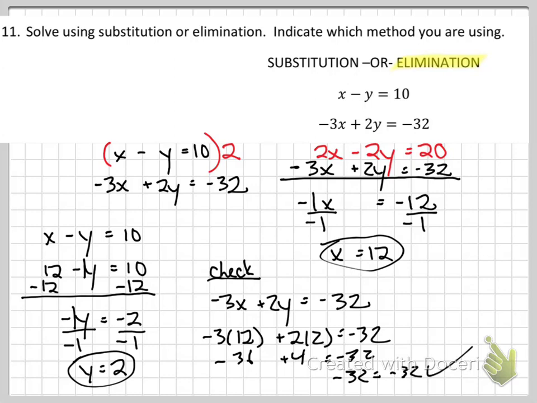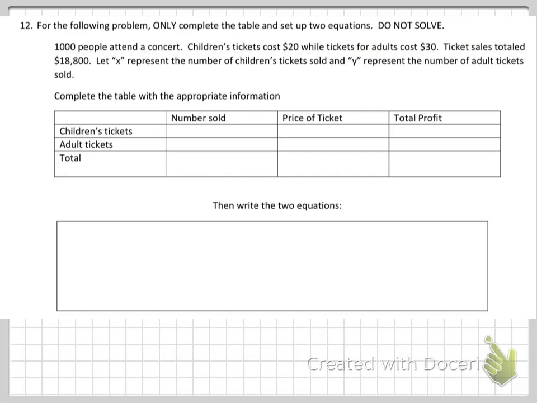Okay, so I think there's only one more problem, and of course that's a word problem. So remember, for the test, you're not going to be asked to solve. All you have to do is fill in the table and write your equations. Okay, so they already identified the variables for us. It says x is the number of children's tickets sold. So I'm going to put x here for the number of children's tickets sold. I'm going to put y for adult tickets sold.